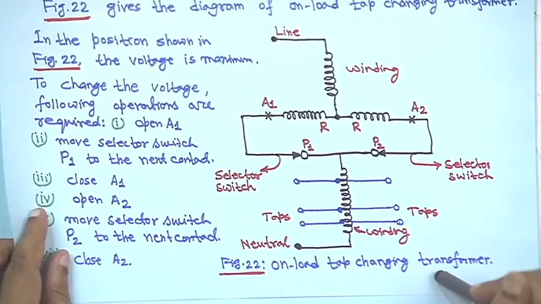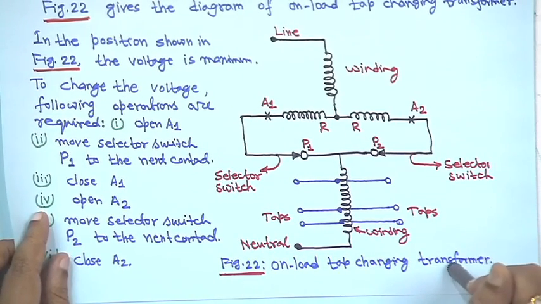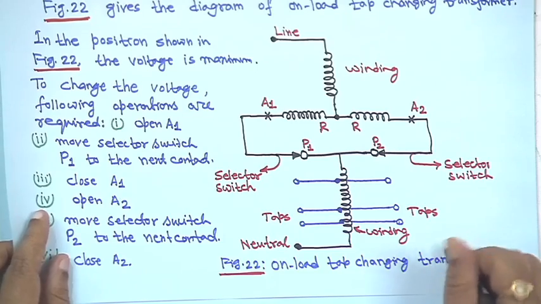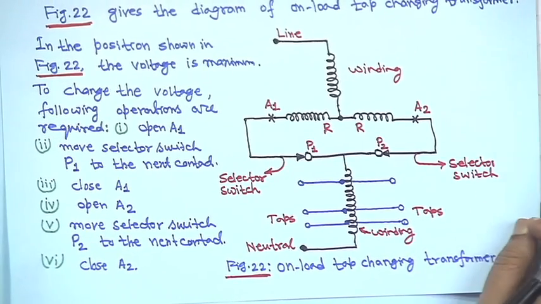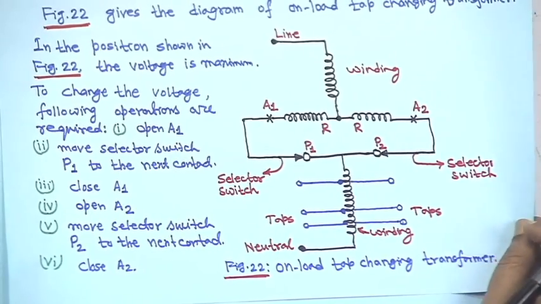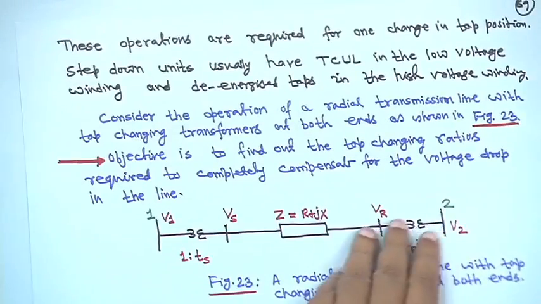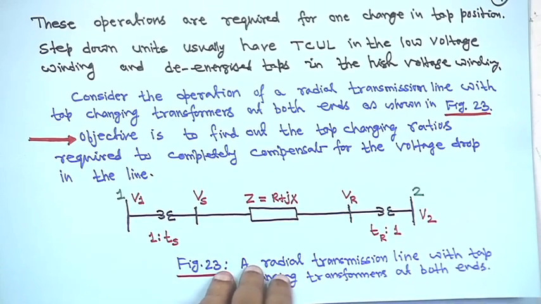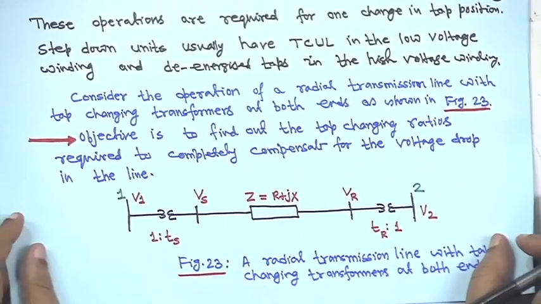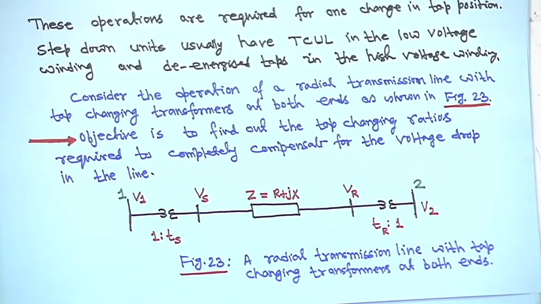So, this is actually the schematic diagram of a load tap changing transformer. For this course, only this understanding of how it operates is needed. Next, these operations are required for one change in tap position. Step down units usually have the TCL, that is, the load tap changer, on the low voltage side, and the de-energized taps on the high voltage side.